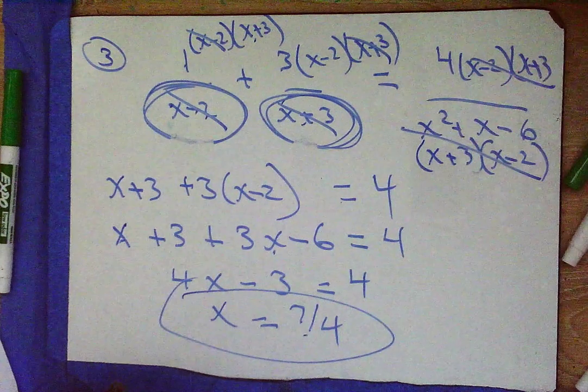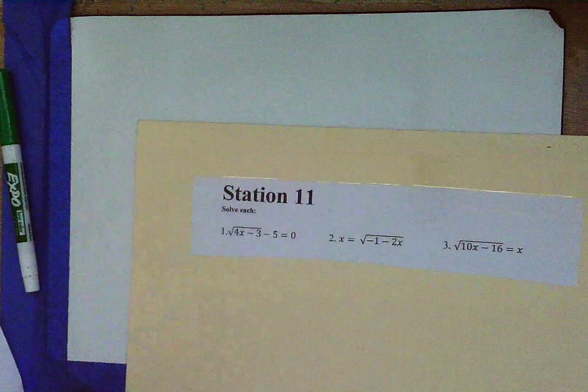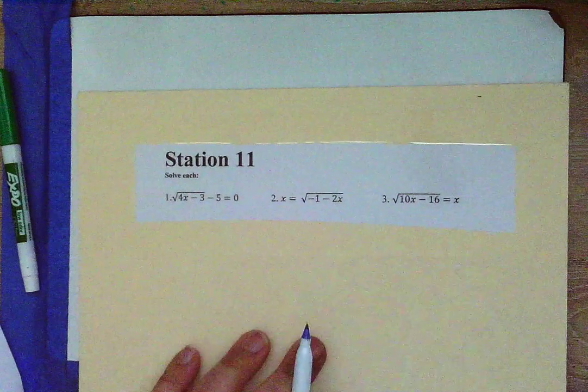Great. Okay, station 11. What's it going to be about? Can't wait and see. There are so many topics in this unit. Station 11 is solving radical equations. I bet we'll have an opportunity to square both sides, and that's must-check number 2.